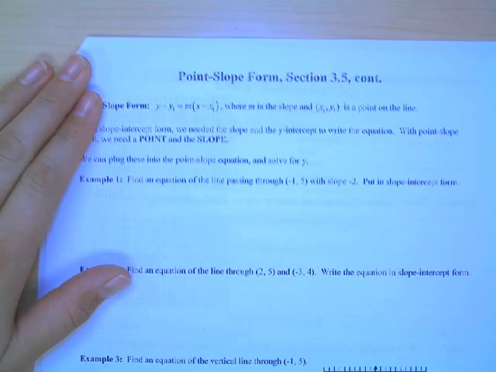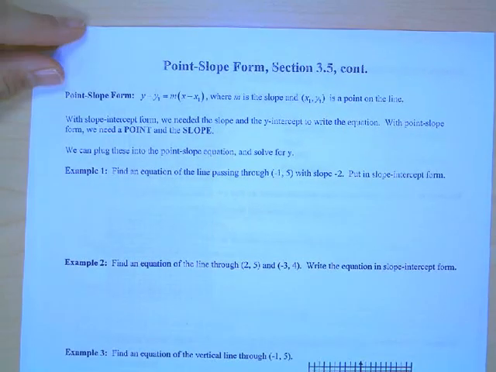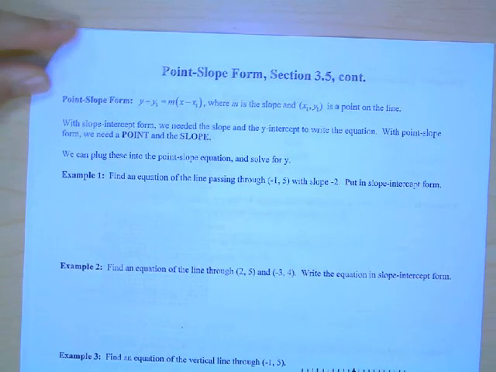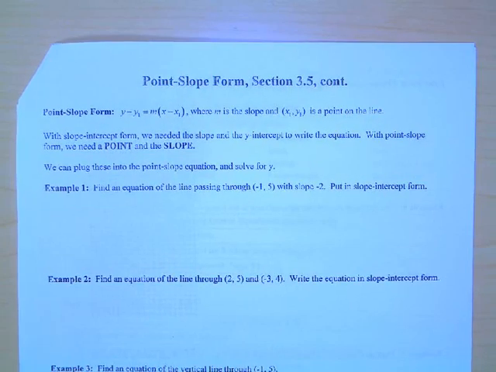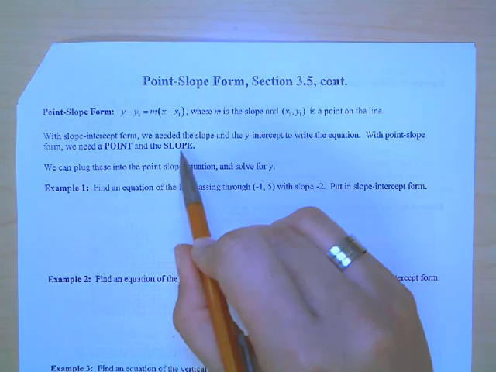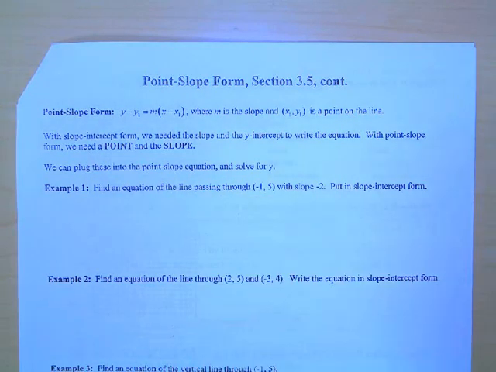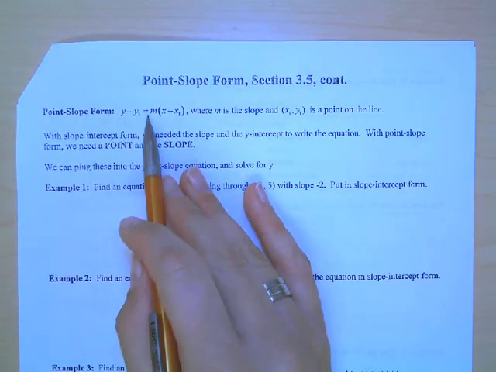Okay, but they want this in slope-intercept form, which means I need to solve for y. To do that, I need to distribute first, negative 2x minus 2, and then add the 5 over. y is equal to negative 2x plus 3. So now, this is the equation of the line in slope-intercept form that goes through (negative 1, 5) with a slope of negative 2.